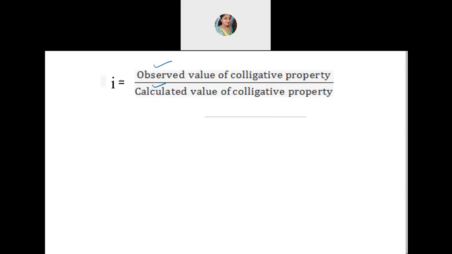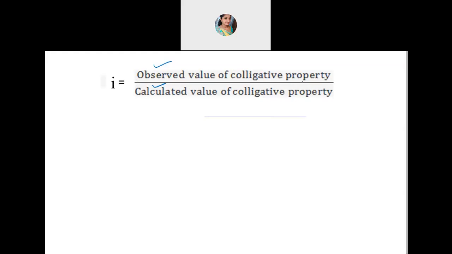Then that means your colligative property formula will remain the same. If i value is 1, it's the same thing, because they are not undergoing association nor dissociation. But if your observed value is coming out to be greater than the calculated value, that means it is undergoing dissociation. If your observed value is coming out to be less, that means it is undergoing association. That factor has to be multiplied with your colligative property value. Clear? So the i factor is given like that.